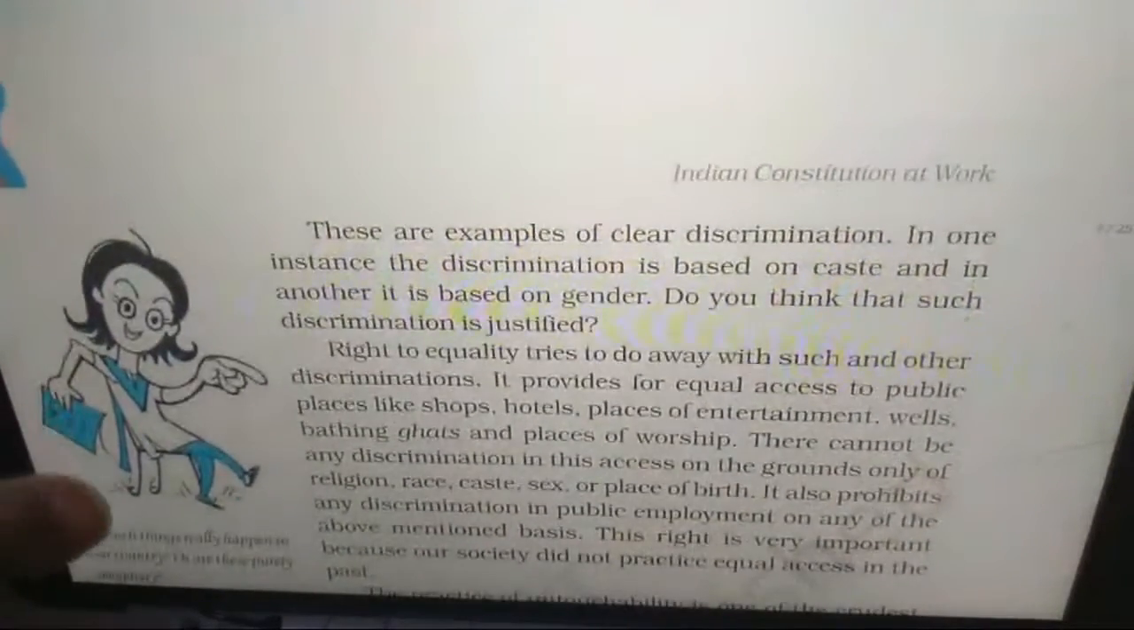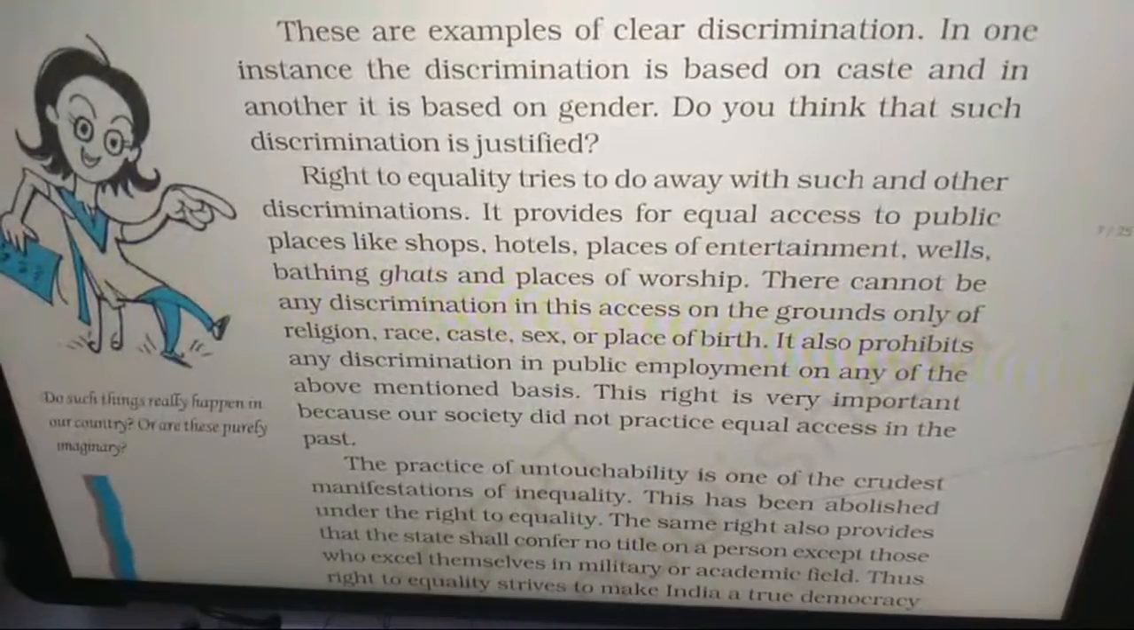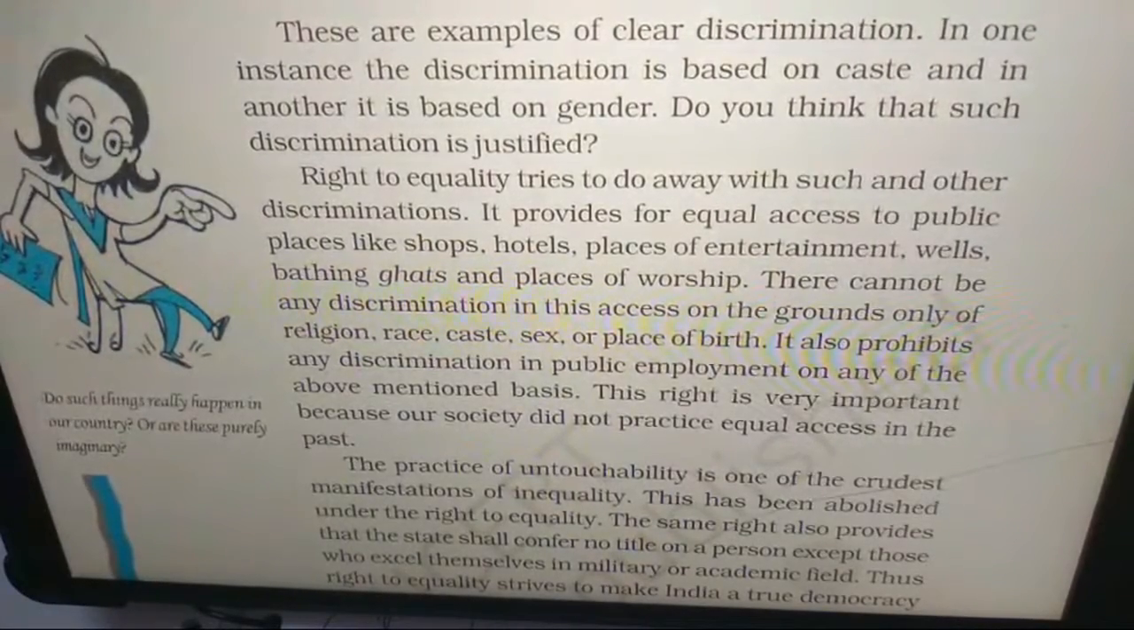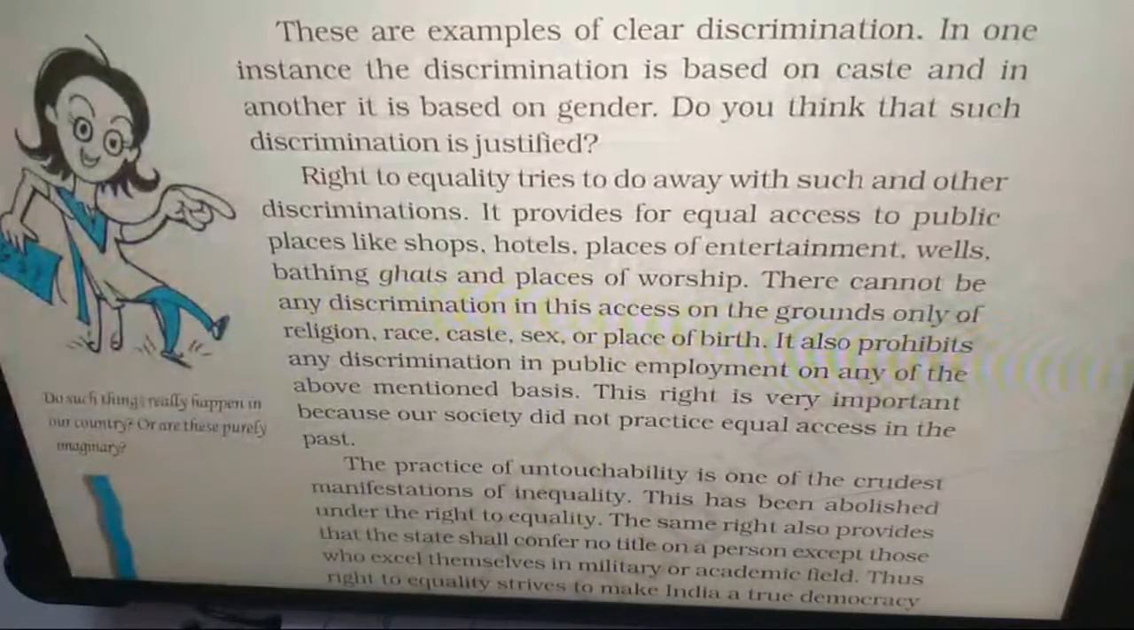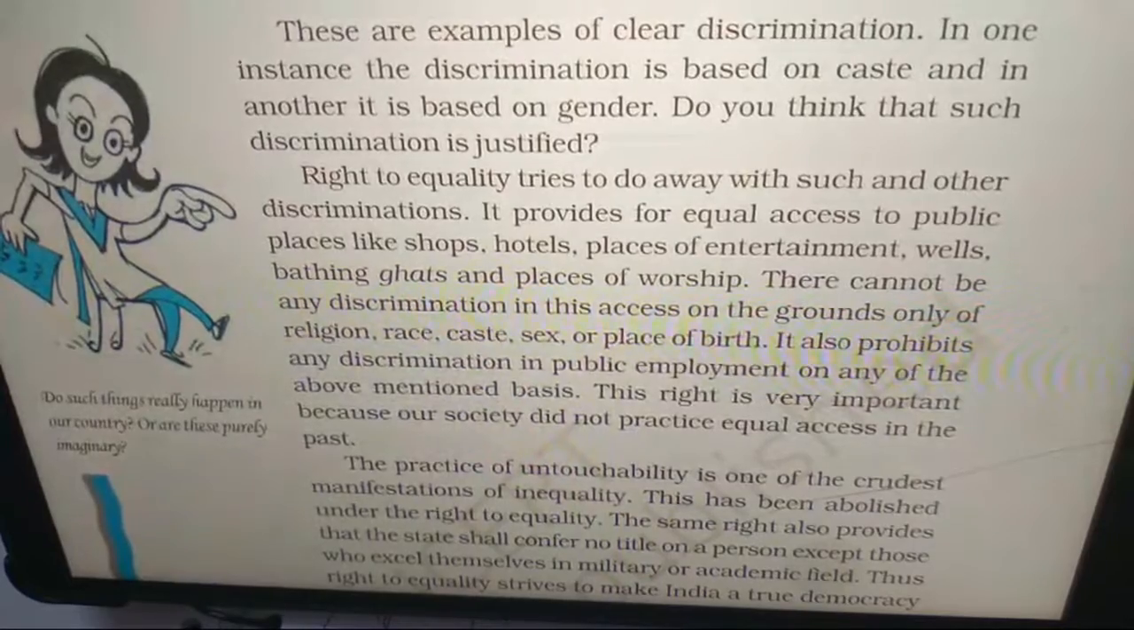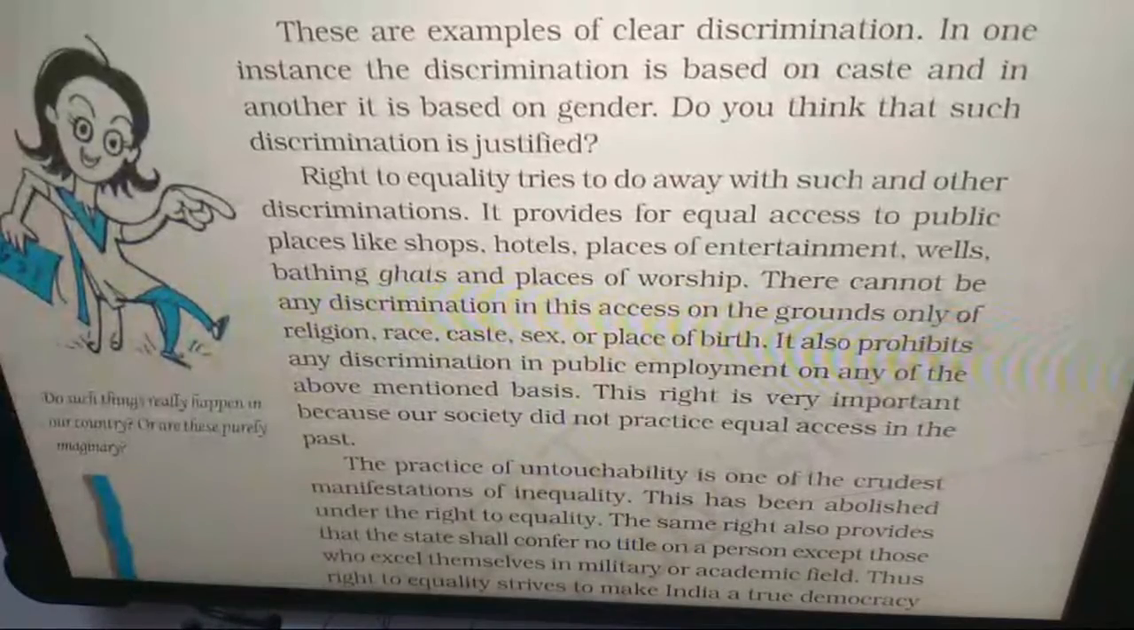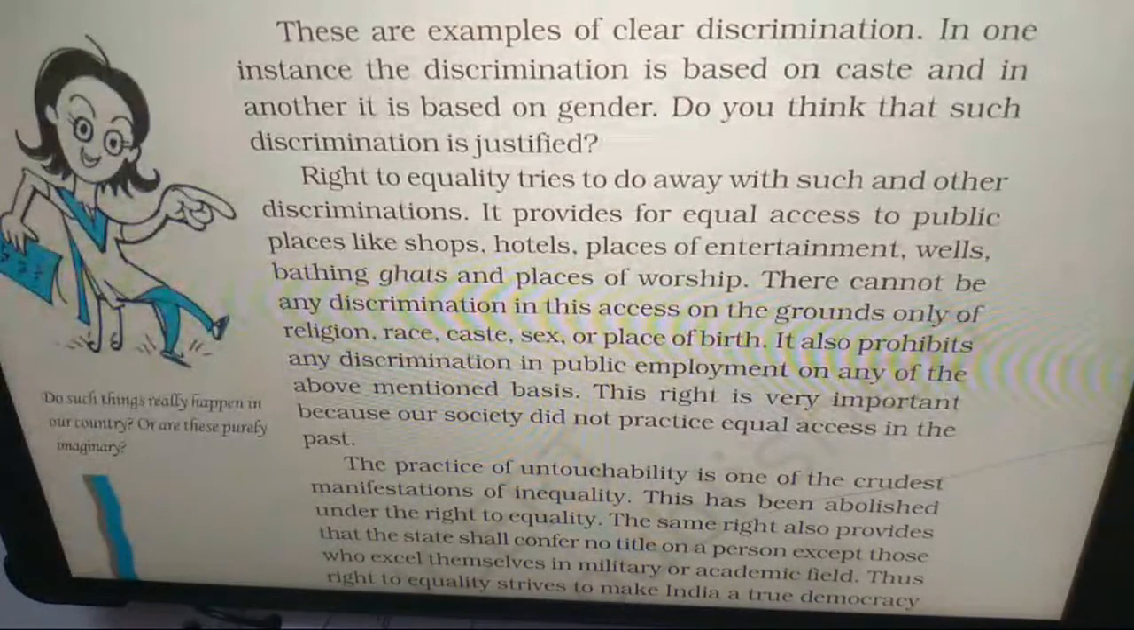These are examples of clear discrimination. In one instance, the discrimination is based on caste, and in another, it is based on gender. Do you think that such discrimination is justified? Of course, no. Right to equality tries to do away with such and other discrimination. It provides for equal access to public places like shops, hotels, places of entertainment, wells, bathing huts, and places of worship.